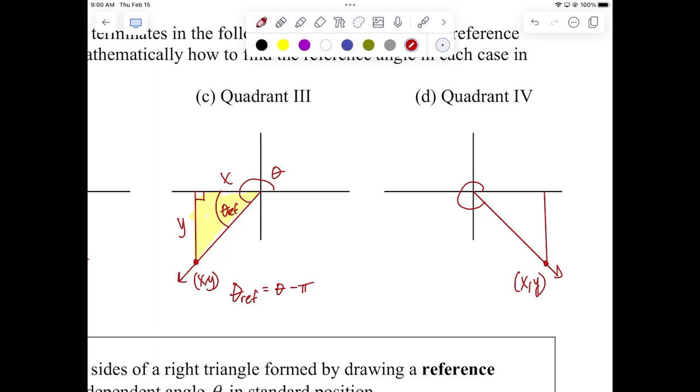Hey, good morning. So here's your reference triangle right here. I don't need it. You keep that as a souvenir.